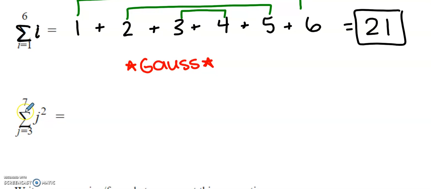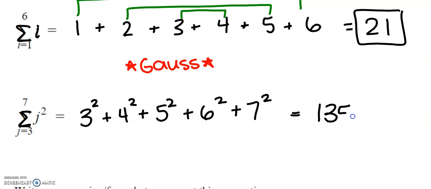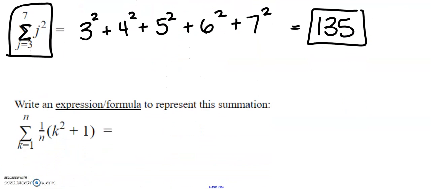All right, this next one, we are summing. Our index this time is j. So we're going to start when j equals 3. We're going to stop when j equals 7. So this will be 3 squared plus 4 squared plus 5 squared plus 6 squared plus 7 squared. Typing all of that into your calculator, we're going to end up with 135. So again, this full statement is telling us what to do. It says sum up the numbers from 3 to 7 of the square of each of those numbers, right? That's the j squared.